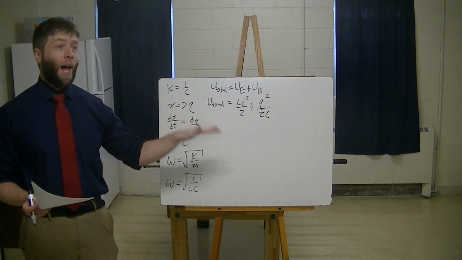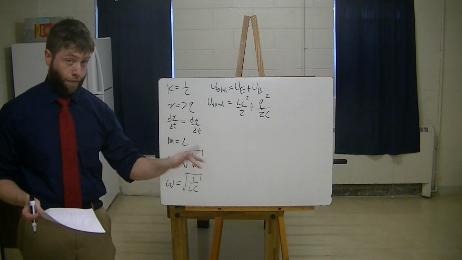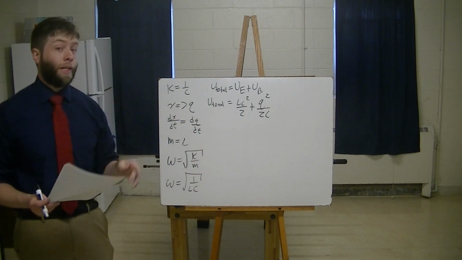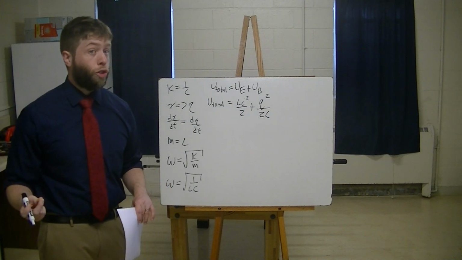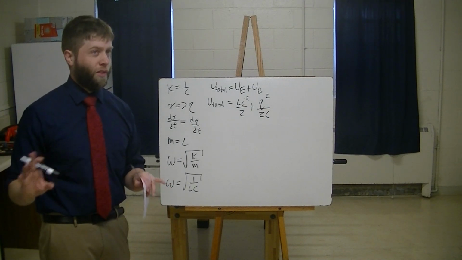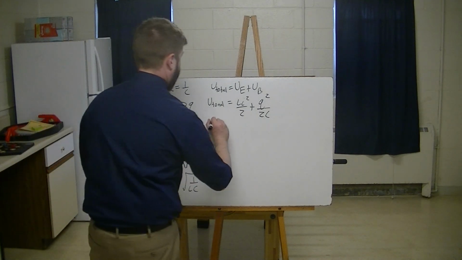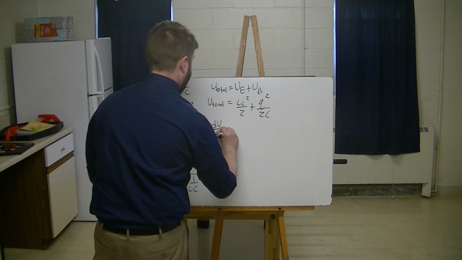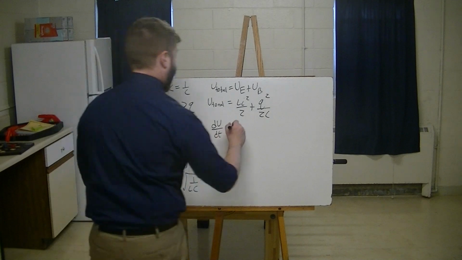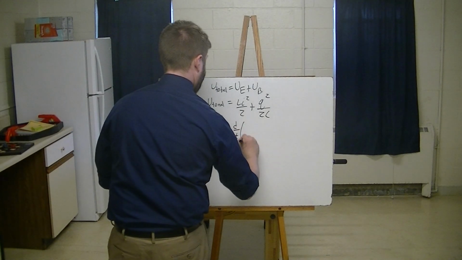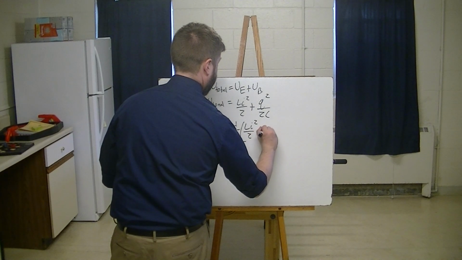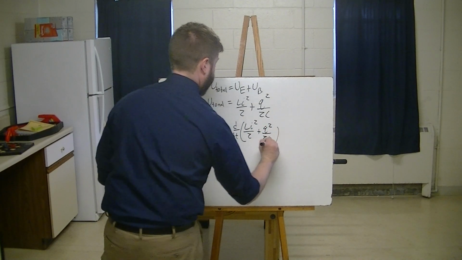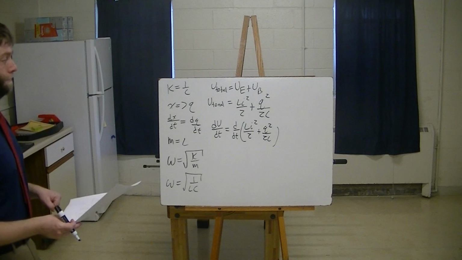I'm going to take the time derivative of the energy. Okay? Watch what's going to happen here. I'm going to take the time derivative of the energy. And remember, this is not intuitive while we're doing this. So don't stress too much if it seems a little weird while we're doing it. So dU/dt is going to be equal to the time derivative of L I squared over 2 plus Q squared over 2C. Okay?